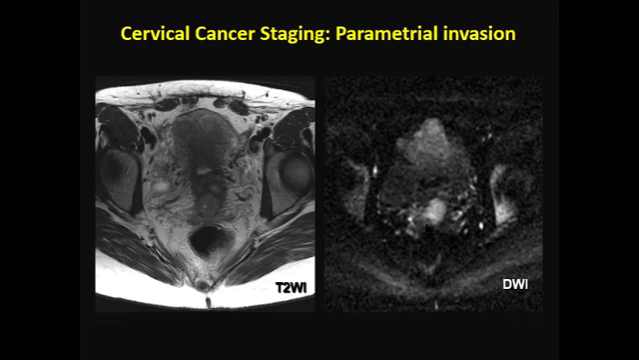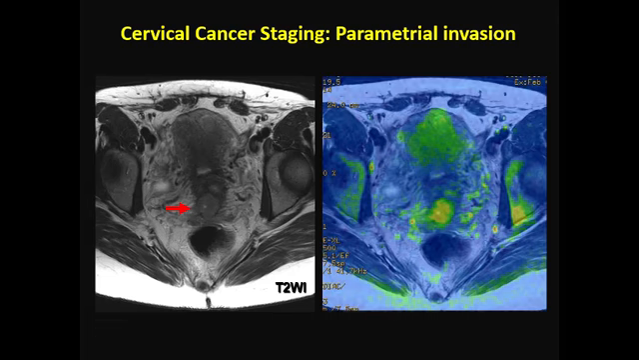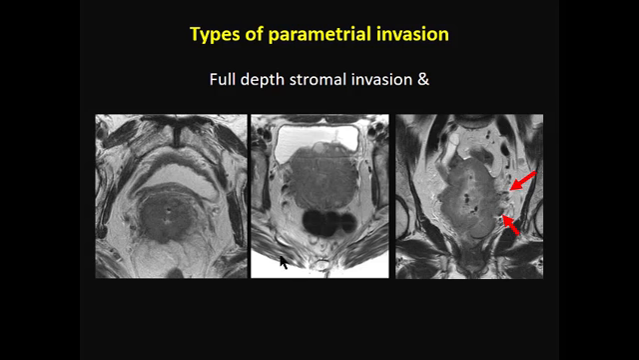Does the diffusion help? It does increase your confidence. You can see this little bit of tumor going out into the parametria, and you can see there on the fused images. This patient had surgery because she had ulcerative colitis, so she couldn't have radiotherapy, and indeed she had parametrial invasion on the right. This is gross parametrial invasion.